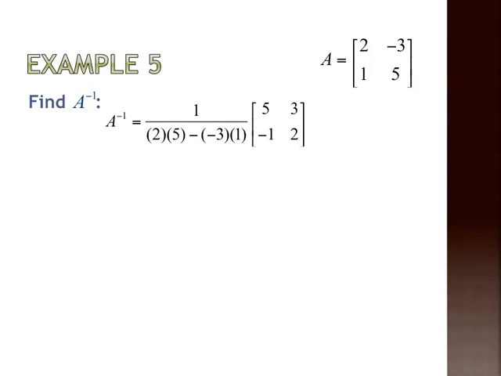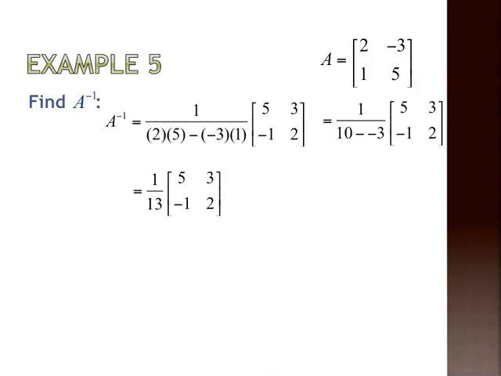All right, simplifying this, it looks like we have 10 minus negative 3 in the denominator. 10 minus negative 3 is 13. So we have 1 over 13 times that matrix. And then we're going to go ahead and multiply that matrix by the scalar 1/13, and we'll end up with 5/13, 3/13, negative 1/13, and 2/13. Now that's finding the inverse of A.